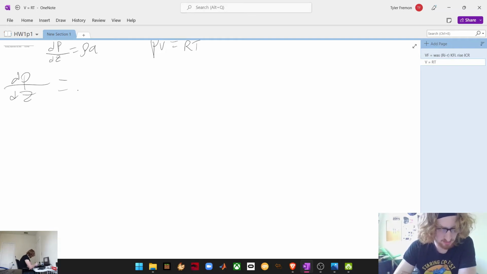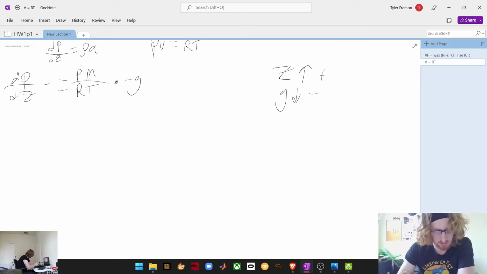And another way we can write this, and this assumes that z is positive and g, or acceleration due to gravity, is negative, is pressure times the average molecular mass of our ideal gas divided by RT times minus g. And again, this is because we're assuming our z direction is positive. So dP over dz is equal to pressure times molecular mass over RT times negative g.